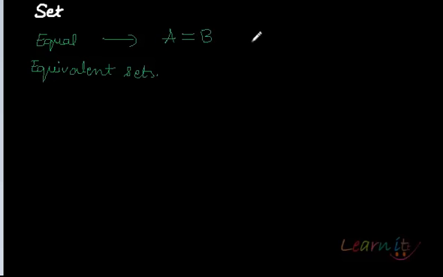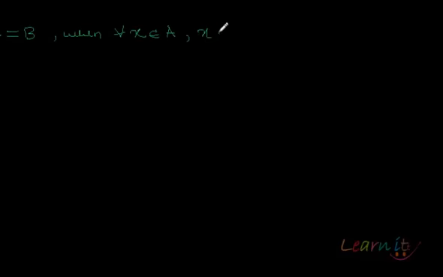Okay, one very important point about sets. There is a difference between equal and equivalent sets. Now, how? Equal sets: if A and B are two sets, they are said to be equal when for all x belonging to A, x belongs to B as well, and for all x belonging to B, x belongs to A. So all elements in A belong to B also, and all elements in B belong to A also.